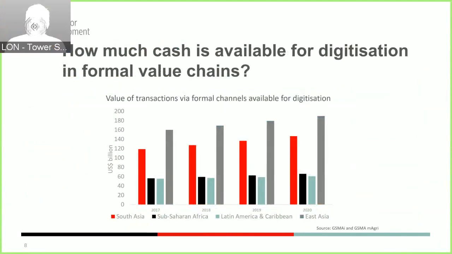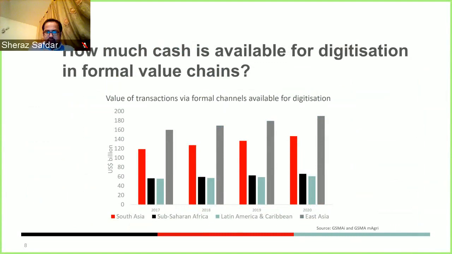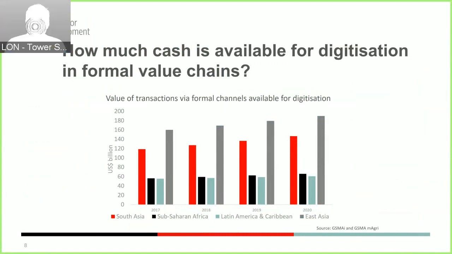So now, after showing the breadth of mobile solutions for the agricultural last mile, let's focus on the specific opportunity of digitizing business-to-person payments. So the question here is how much cash is available for digitization in formal value chains. So if we look at how much cash is transacted in the agricultural last mile in formal value chains at the level of procurement, like we explained before, so that is to say the total value of cash that is being paid by formal agribusinesses to farmers when buying crops. This is how the picture looks, essentially.